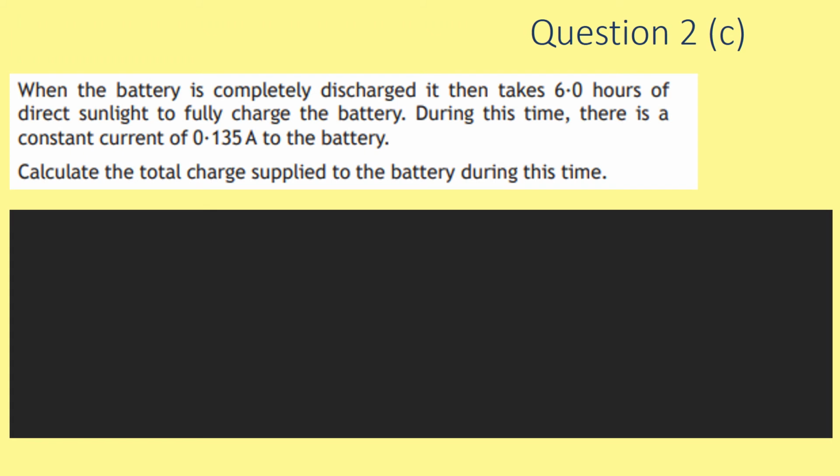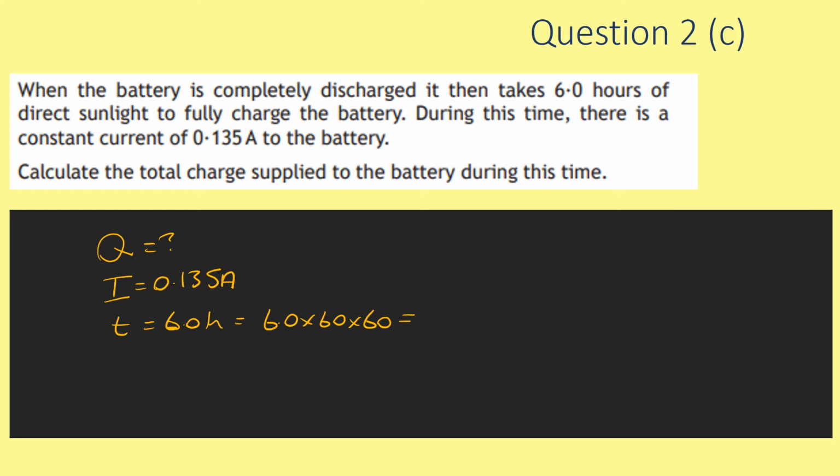Question 2c. When the battery is completely discharged, it takes 6 hours of direct sunlight to fully charge the battery. During this time, there is a constant current of 0.135 amperes to the battery. Calculate the total charge supplied. First step in every calculation question, write down what you know. So Q is what I want to find out. Current, we're told, is 0.135 amperes, and the time is 6.0 hours, but I don't like hours, so that is 6.0 multiplied by 60 multiplied by 60 in order to give us a value of time in seconds.